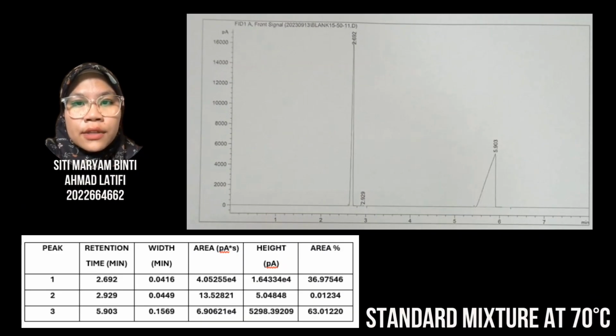Inside the standard mixture at 70 degrees Celsius, the chromatogram shows that the peak area is 4.05255 and the retention time is 2.692.